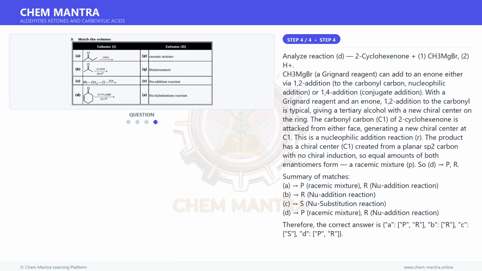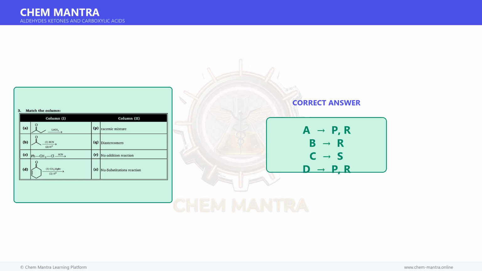Therefore, the correct answer is A, P, R; B, R; C, S; D, P, R. Therefore, the correct matching is A matches P, R; B matches R; C matches S; D matches P, R.